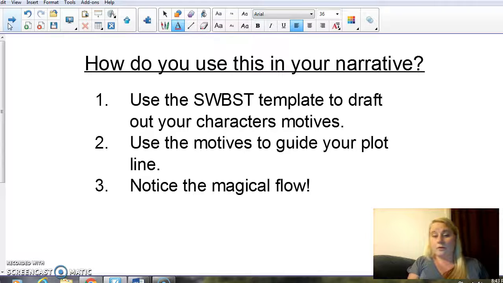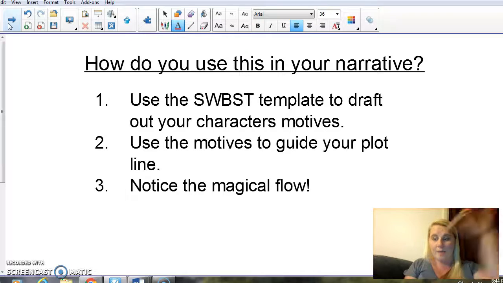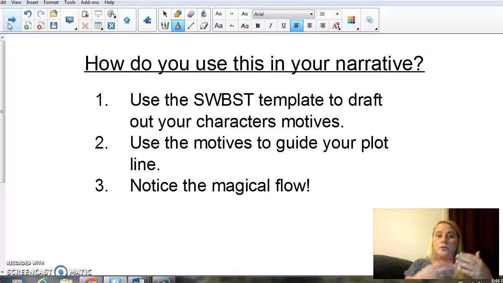So how do I use this in my own narrative? When I started writing my own narrative, I just wrote it without doing that, and I reread it and was like, okay, I don't really know what I wanted out of this story. I don't really know where I was headed. But once I revised it and I went back, I used the somebody wanted but so then template to draft out my own character's motives. And then I went back into my story and made sure that I had that plotline flow of what my character wanted and use that every single time to guide me in that point.